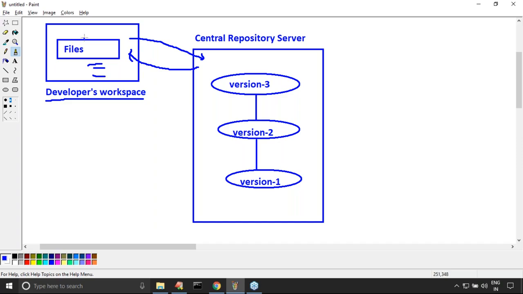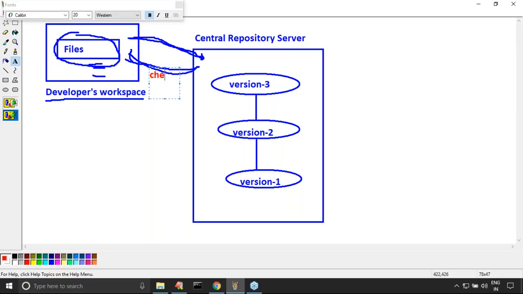After completing his total work, he has to commit that work to the central repository. Remember this carefully. Getting files from the central repository to the working directory, this process is by default considered as what? Can you please confirm?